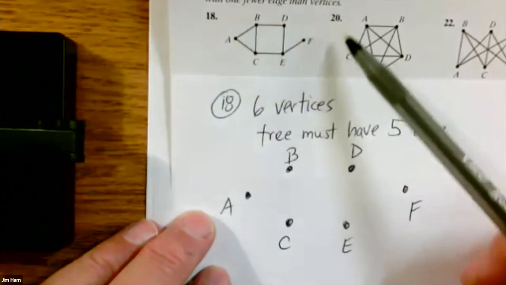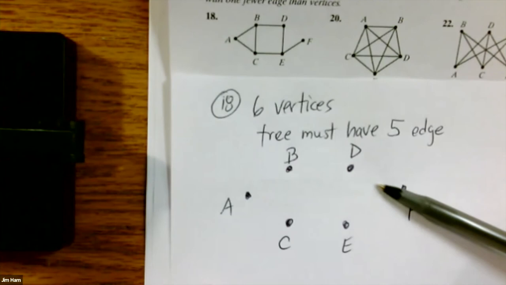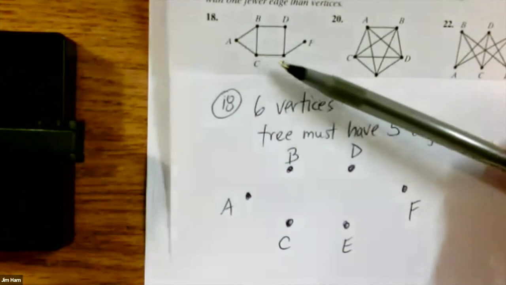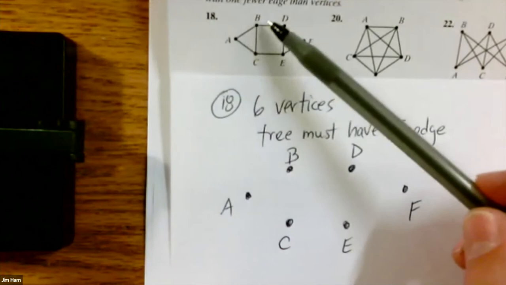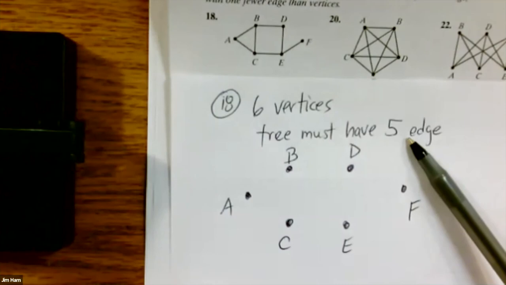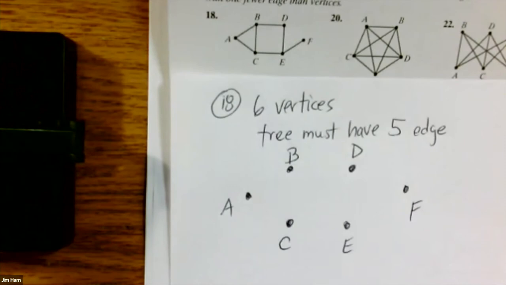Now, I can't add the edge DF here to a spanning tree because DF is not an edge on the original graph. So this particular graph has 1, 2, 3, 4, 5, 6, 7 different edges. But the spanning tree that we're looking for can only have 5 edges. So of the 7 edges that I have here, I have to get rid of 2 of them and do so in a way that gets rid of all circuits.